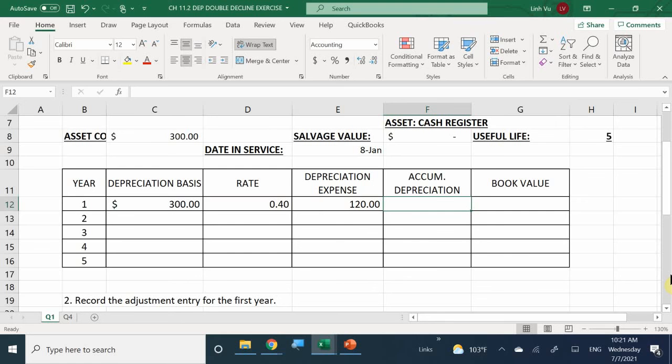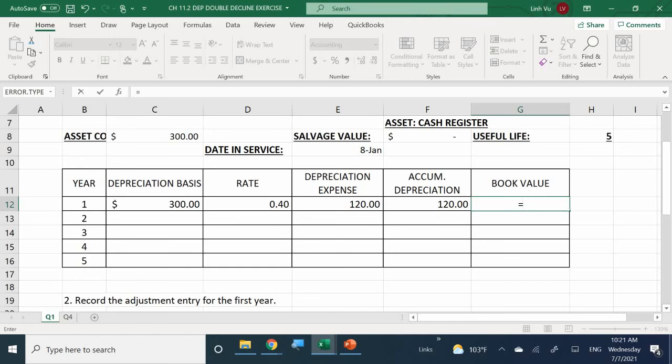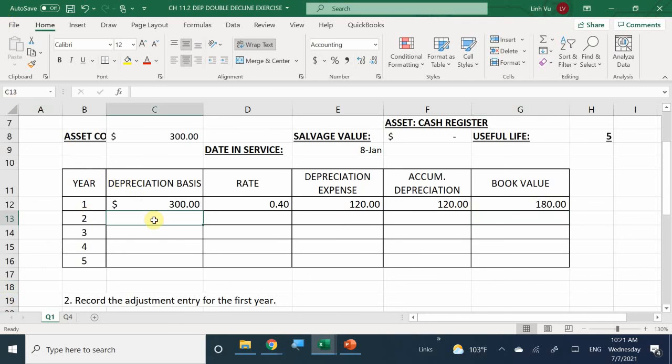So then what's my accumulated depreciation for the first year? $120, which then brings my book value to become 180. Excellent. Now that I have my ending book value for year 1, what's going to be my depreciation basis for year 2? The 180. You're going to carry your book value over.